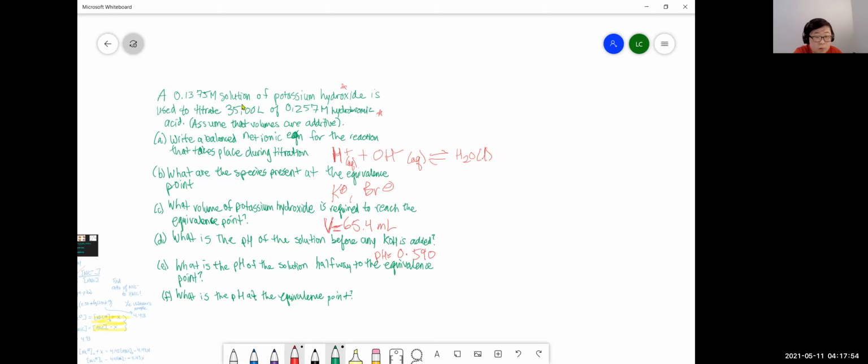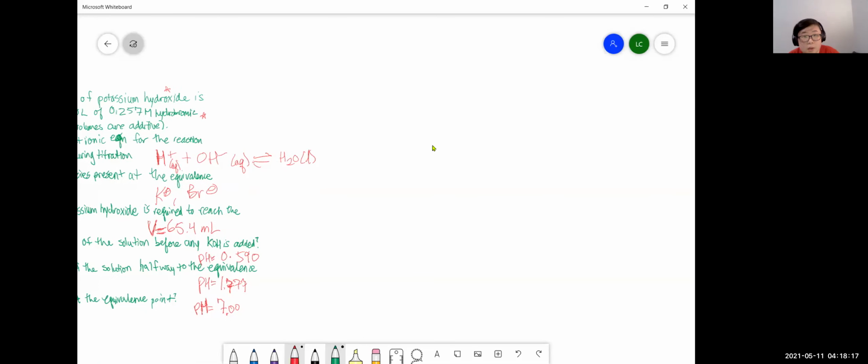And for part E, what is the pH of the solution halfway to the equivalence point? You should get a pH equal to 1.777. And for the last one, what is the pH at the equivalence point? You would get 7.00. But that makes sense because this is a neutral solution. Strong acid, strong base. Okay, so I'm going to pause the recording once again and add another problem.